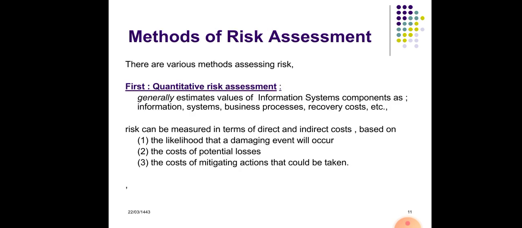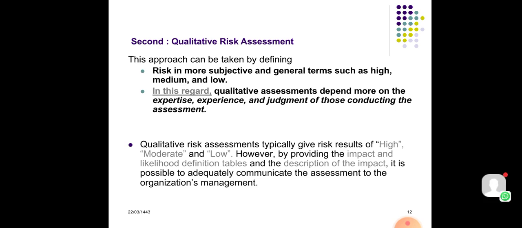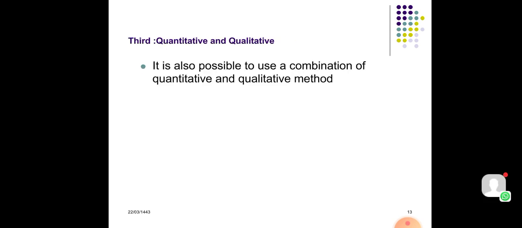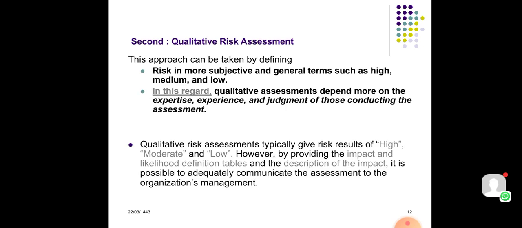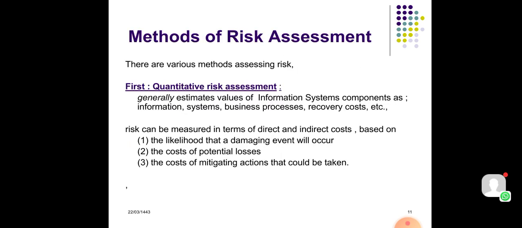Considering the methods of risk assessment, there are various methods for assessing risk. The first is quantitative risk assessment. The second is qualitative risk assessment, and the third is a combination of quantitative and qualitative. These are the three kinds of methods associated with risk assessment. As the names suggest, qualitative or quantitative defines how you are going to assess the risk and provide proper points or a score to the particular risk.